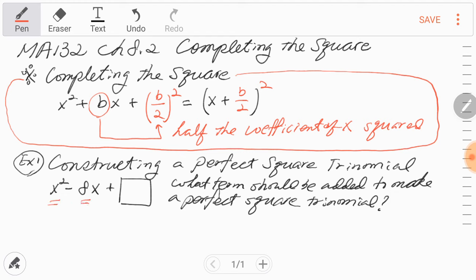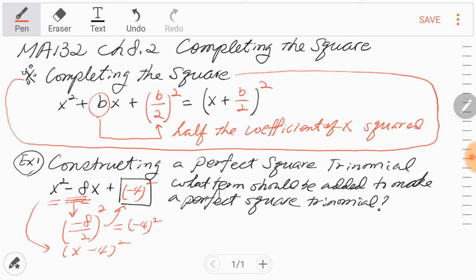So what term should be added to this binomial to make a perfect square trinomial? What goes in this rectangle? We take half the coefficient of x, which is negative 8. Negative 8 divided by 2, then squared, will go over there. Negative 8 over 2 is negative 4, squared. So we write negative 4 squared here. This trinomial will make a perfect square, which is x minus 4 squared.